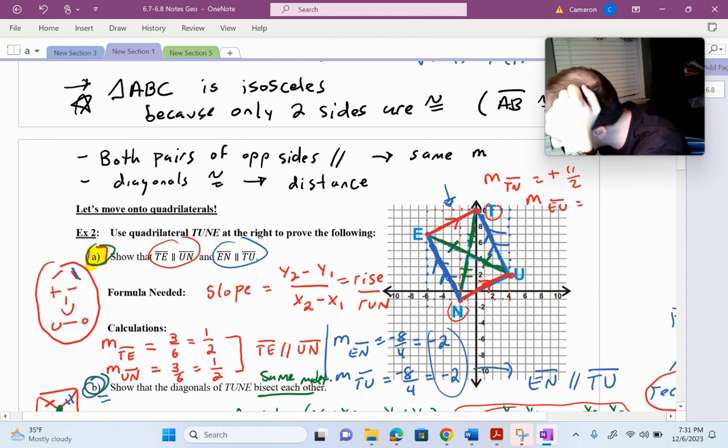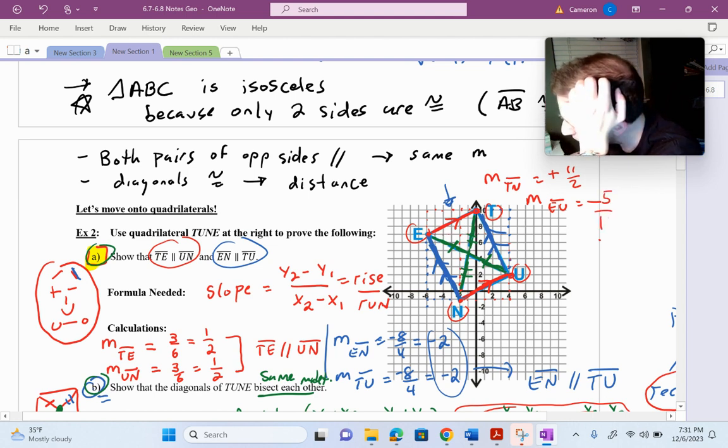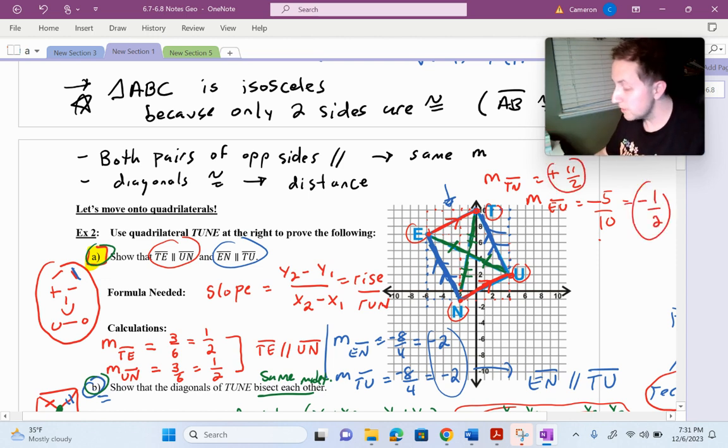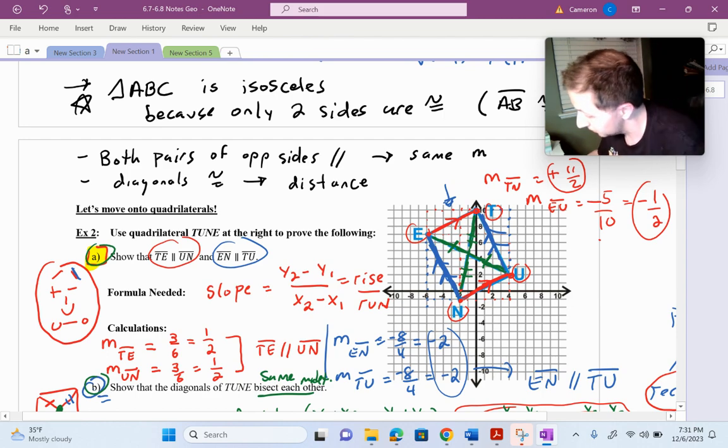Okay. EU has a negative slope. I can see that. And I'll go from U to E. It goes up 1, 2, 3, 4, 5 over 1, 2, 3, 4, 5, 6, 7, 8, 9, 10. Negative 5 over 10, which is negative 1/2. Negative 1/2 and 11 halves are not opposite reciprocals of each other, right?